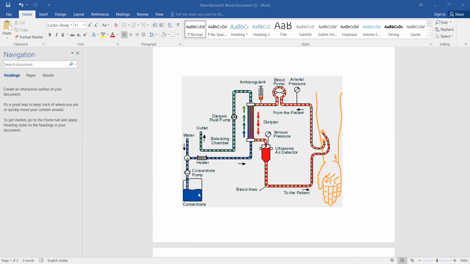What is it used for? It's used to pull toxins from the blood in the dialyzer. Okay, it's used to pull toxins from the blood because this is where your blood is filtered, and this will be your dialysis solution, and this solution helps to pull all the excess waste and everything from the blood.